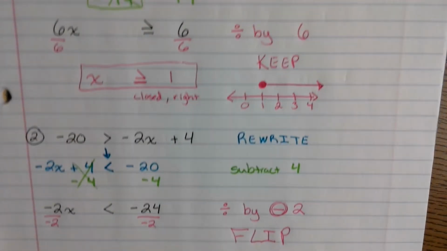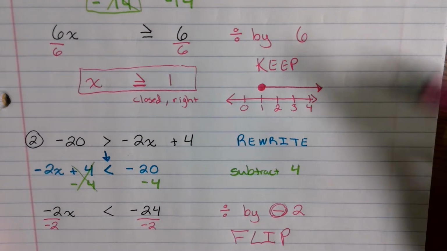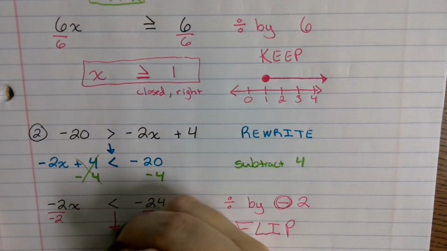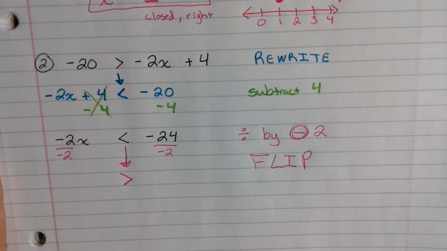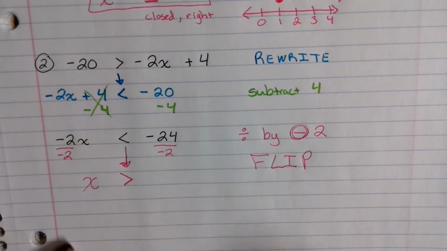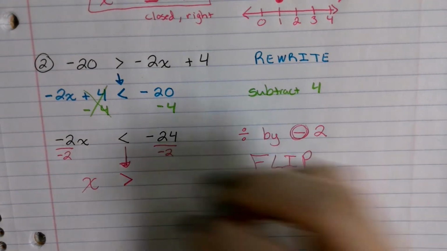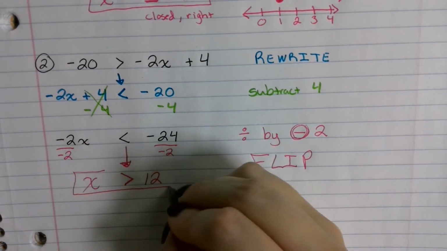The previous problem, we did division as well, but we divided by a positive 6. So that meant we got to keep it. But because we're dividing by a negative now, we're going to have to flip the inequality to a greater than sign. X will now be isolated. And what's negative 24 divided by negative 2? 12. Good.